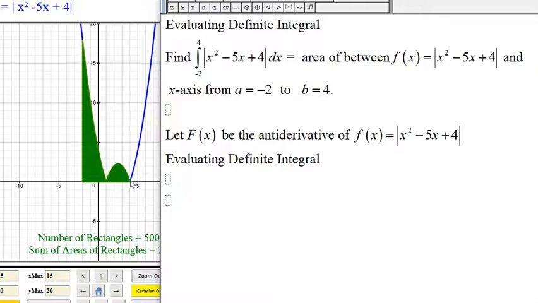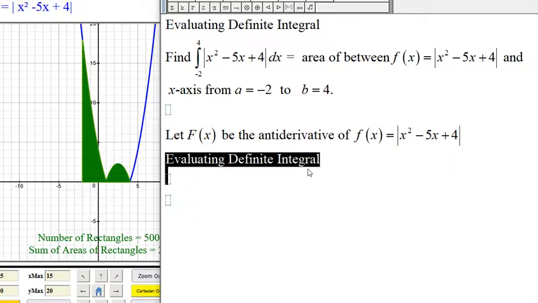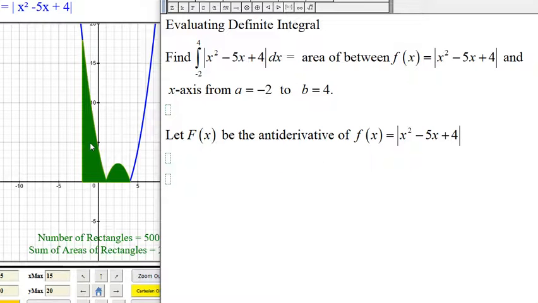And so for this particular type of function, we have to break this integral into two separate integrals. The first integral looks like it would be from -2 to 1, and then the second integral would be from 1 to 4. First we need to get the antiderivative before we can find the area of these two regions. So this would be region 1, and this would be region 2.